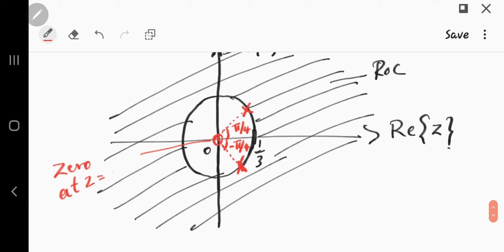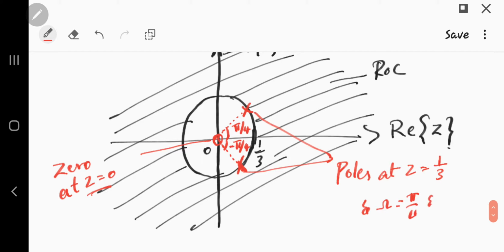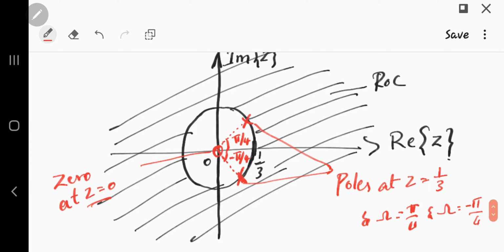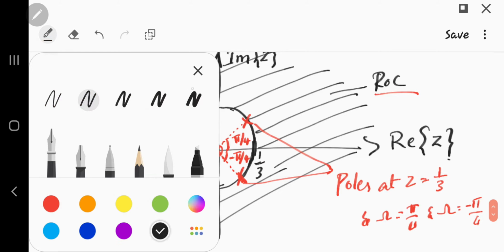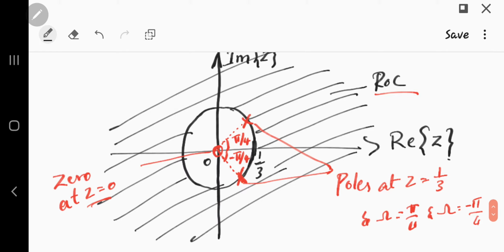Zero at z equal to the origin, and these two are poles. No need to write this, just for your information I am writing this. Poles at z equal to 1 by 3 and omega equal to plus pi by 4 and omega equal to minus pi by 4. This is just for your clarification. I am writing poles and zero. This much is sufficient, and this is the region of convergence. This is how, if an angle is there, we have to locate poles and zeros with a particular angle.